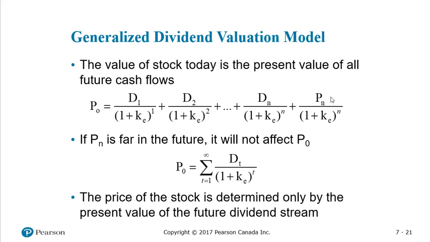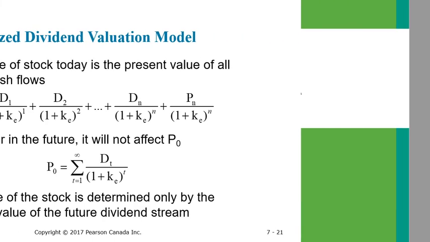Again, continuing the comparison to the bond, PN would be the face value of the bond when you get your principal back, and the dividends would be the interest. So if you know how to calculate the price of a bond, the theory behind it, then you know the generalized dividend valuation model is very similar. The value of the stock today is the present value of all future cash flows.